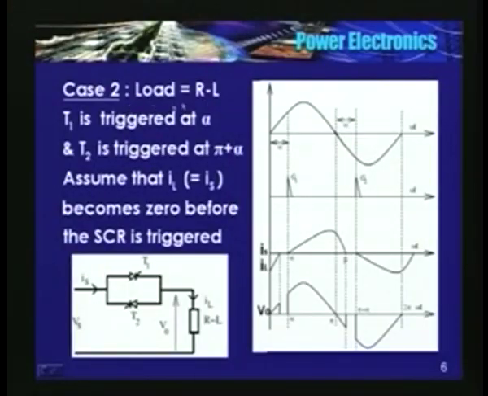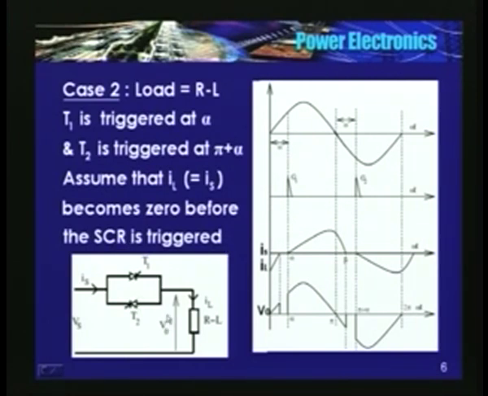Now we will take the second case, load is RL. Things are not as straightforward as when the load is purely resistive. T1 is triggered at alpha, and again T2 is triggered at pi plus alpha. And I am making another assumption. Assume that IL, that is equal to the source current, becomes 0 before the SCR is triggered. I will repeat, the assumption is IL becomes 0 before the SCR is triggered.